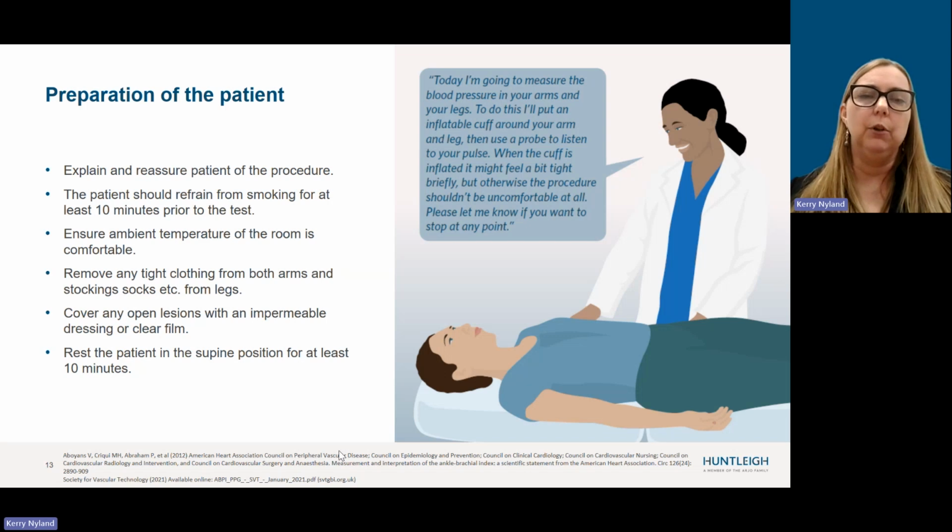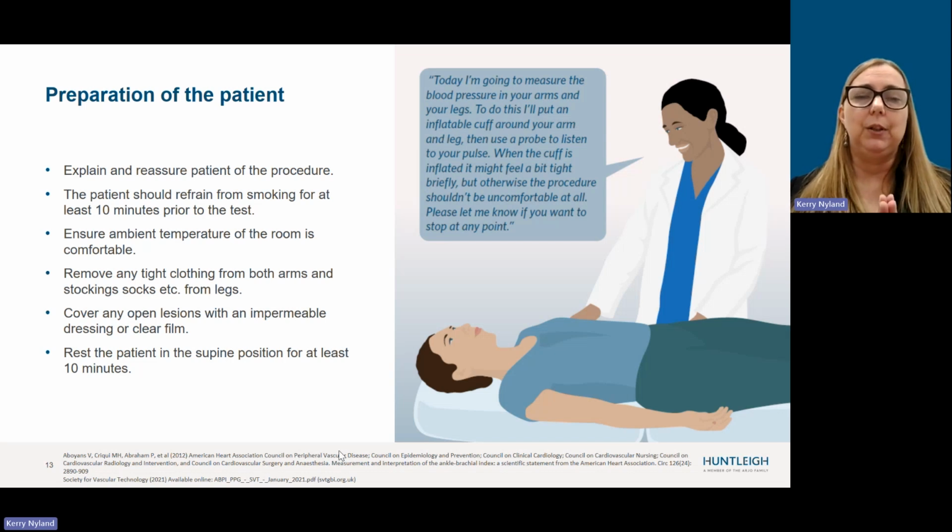If it's too cold in the room, the peripheral circulation can shut down, and it can be really difficult to get readings. Make sure you remove any tight clothing from the arms and the legs to prevent a tourniquet effect. And same goes if they've got a jumper tied tightly around their waist, that can affect blood pressure readings as well. So loosen that as well. You can cover any open lesions with cling film or a clear dressing. And it's important that you rest the patient in a supine position for at least 10 minutes.